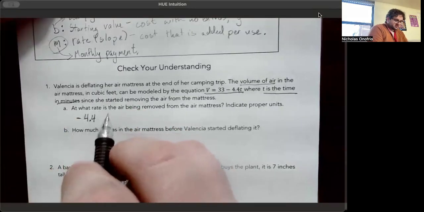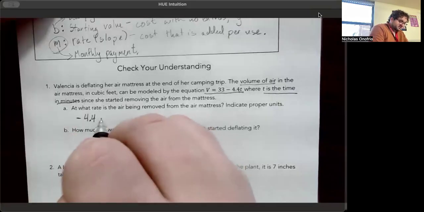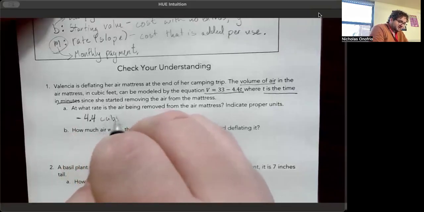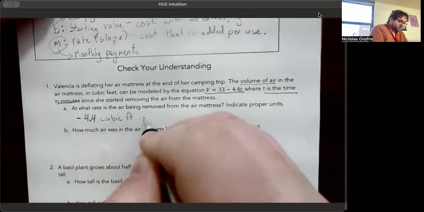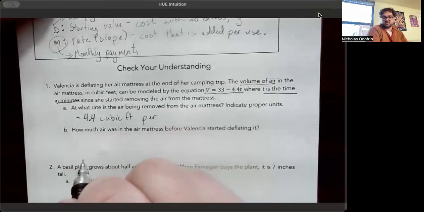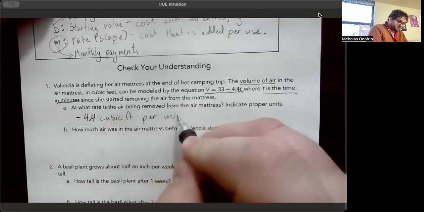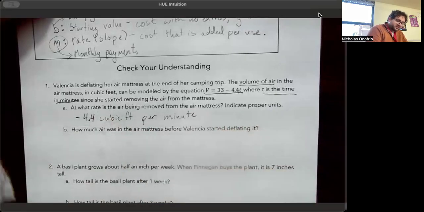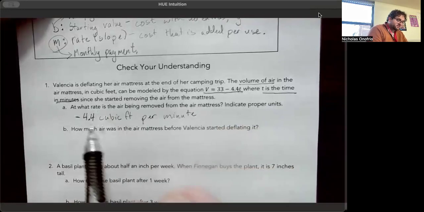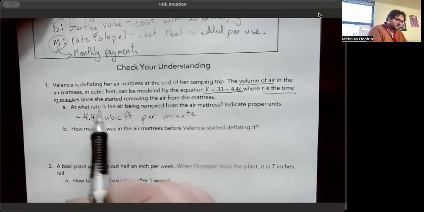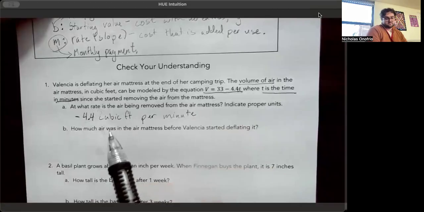Now they do want units. So our units is minus 4.4 cubic feet per, and then our unit of time is minute. What this tells me is that every minute, the air mattress loses 4.4 cubic feet.